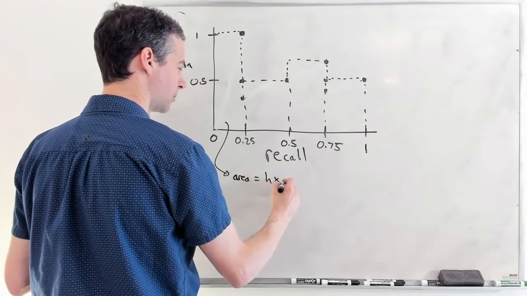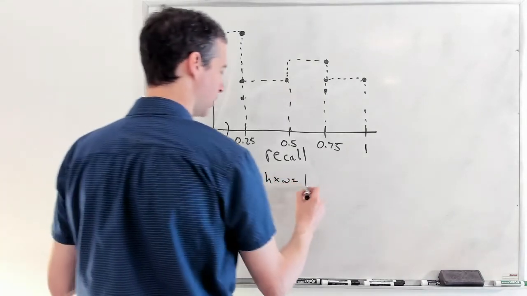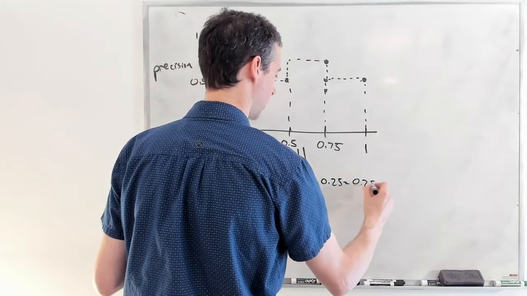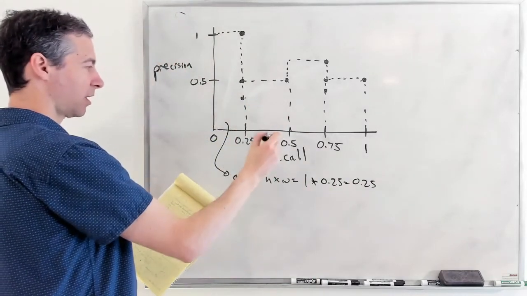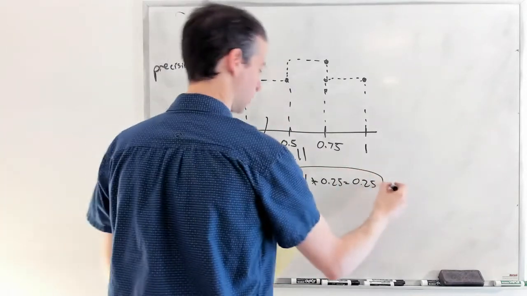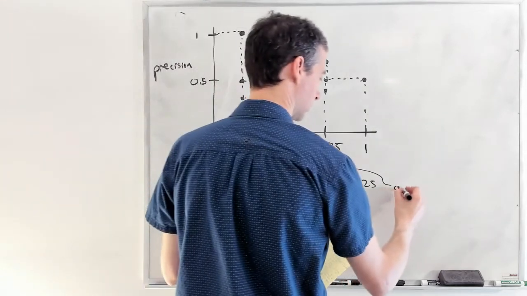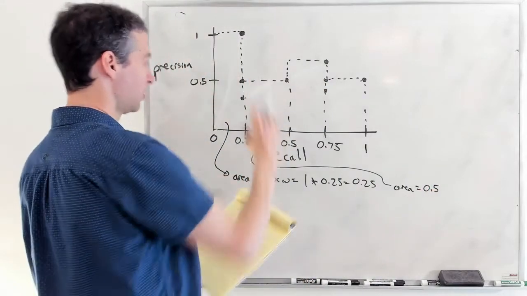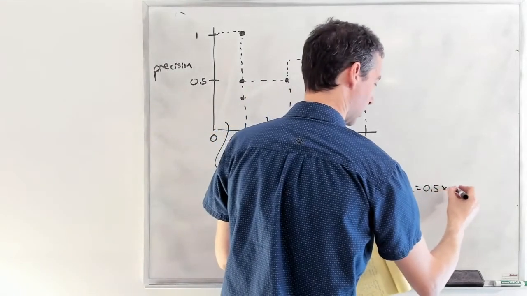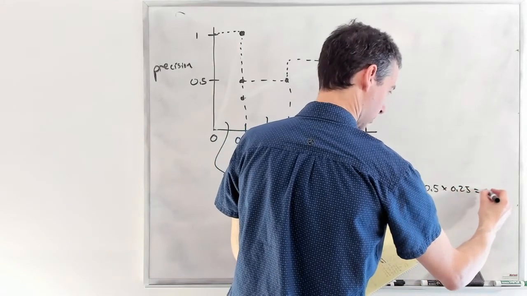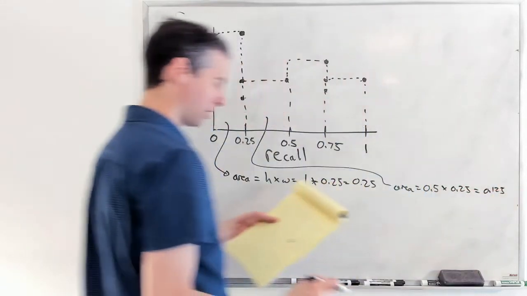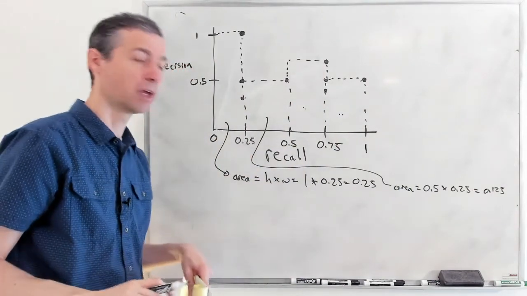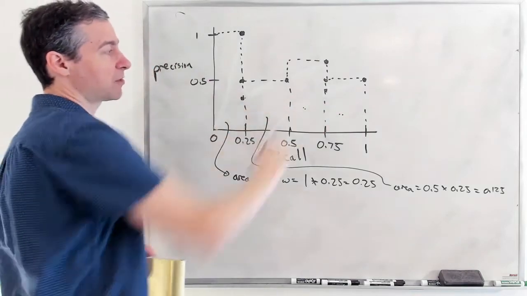Area is height times width. So this here, its height is 1 times its width is 0.25, and we get 0.25 for its area. This guy has a precision of 0.5, times 0.25, which is equal to 0.125. We could do that for this and this as well, so we could calculate those. And then we could sum up these areas.